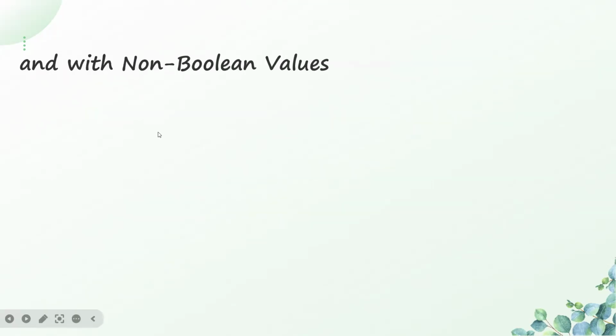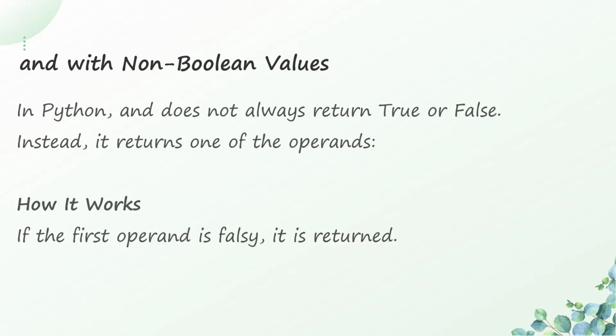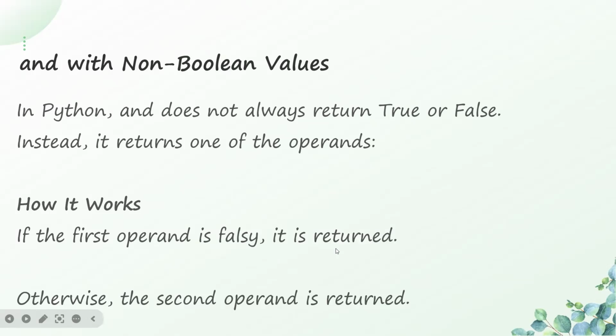All right, the AND operator can also work with non-Boolean values. Remember, we have just been looking at conditions, and the conditions we have been working with are Boolean values. But in Python, the AND operator does not always return true or false. It can also return one of its operands. So look at something like this: if the first operand is falsy, it will return it. Otherwise, it returns the second operand. Let me show you in code.